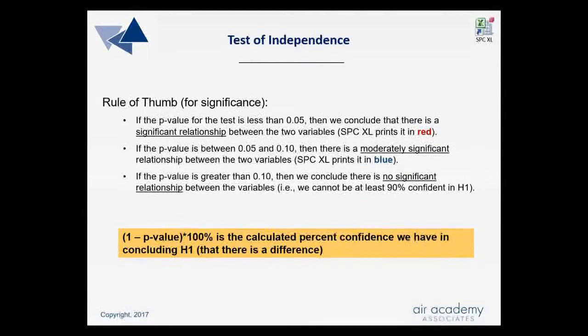Recall the flip side of the p-value, and that's 1 minus the p-value. When we multiply that by 100%, we get the calculated percent confidence we have in concluding H1. Remember, low values for the p-value correlate to high confidence in H1. So the lower the value of the p-value, the more evidence there is pointing in the direction of H1.